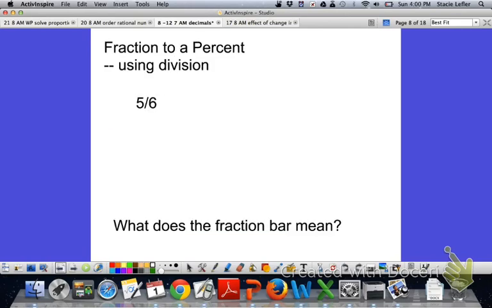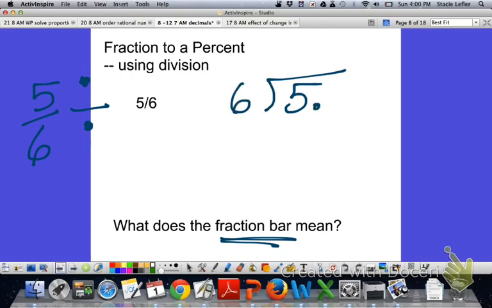We can also convert fractions into percents. So we have the fraction of 5/6, and we can think of using division as our method here. What does that fraction bar mean to do? Well, it even looks kind of like a division symbol, where these two dots are the numerator and denominator. So we're going to take 5 divided by 6. You add a decimal and a few zeros and start dividing.